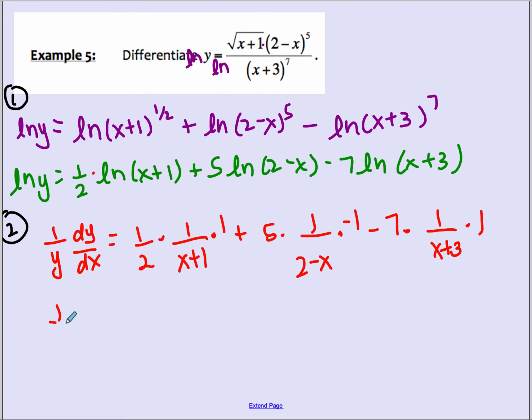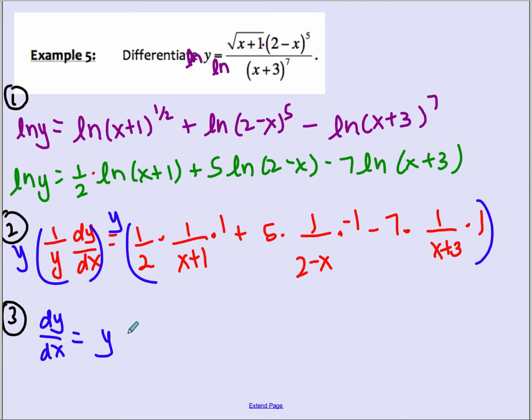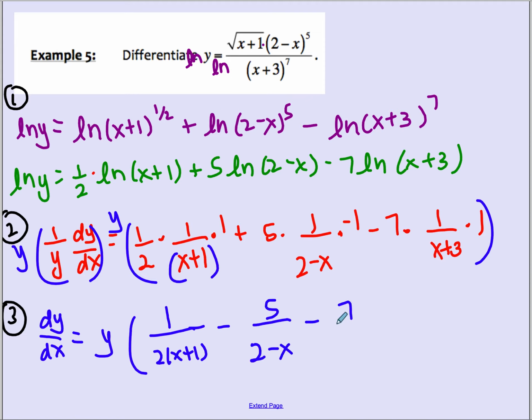Okay, so I'm going to simplify the right-hand side. Actually, I'm going to multiply by y on both sides. It's like our step 3. I'm going to combine two steps. Times by y on both sides. And I'm going to simplify this fraction as I do that. So dy dx equals y. And then it would be 1 over 2 x plus 1. Okay. You can write 2x plus 2, but you guys have to make sure that this part stays in parentheses. Okay. Then minus, because I have 5 times negative 1, so 5 over 2 minus x. And then minus 7 over x plus 3.